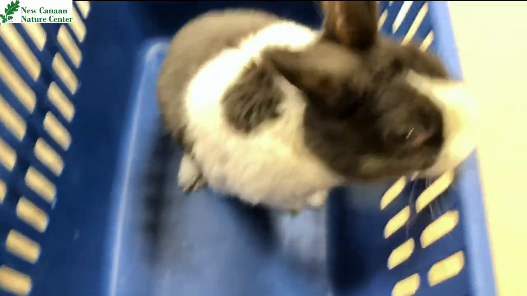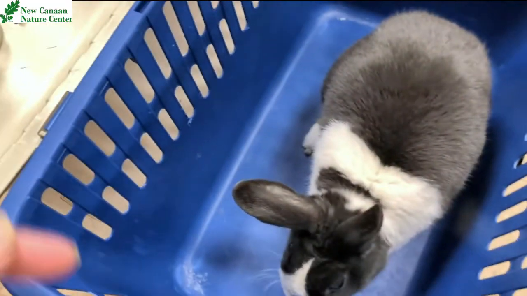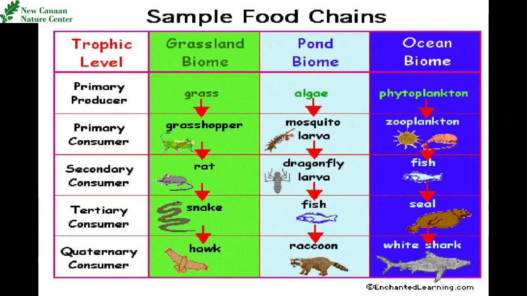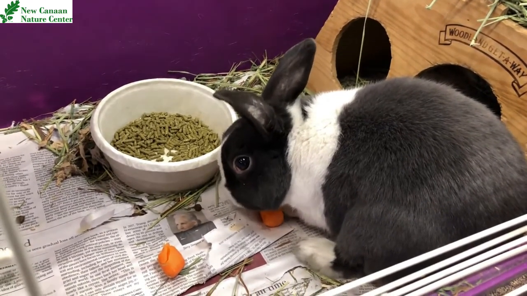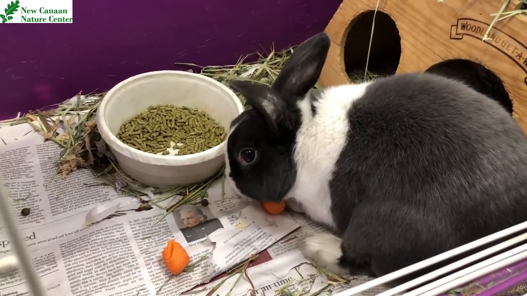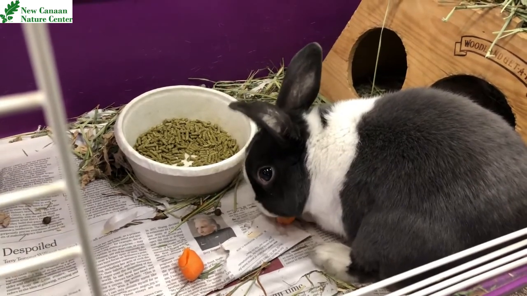So Oscar, believe it or not, if you think back with that chart, so you got your levels here. So primary producer, primary consumer, secondary consumer, tertiary consumer, quaternary. Which one do you think Oscar here would fit in? So what is he eating? Let's focus on that. So does Oscar eat bugs? I don't think so. So I think he still fits in the primary consumer.